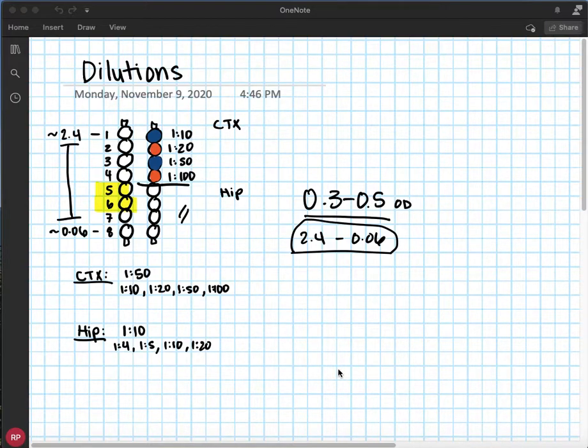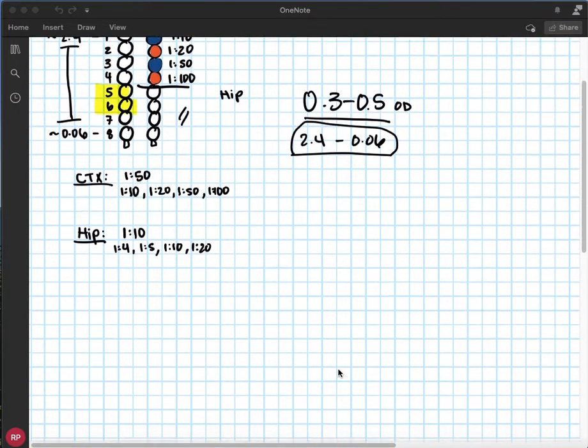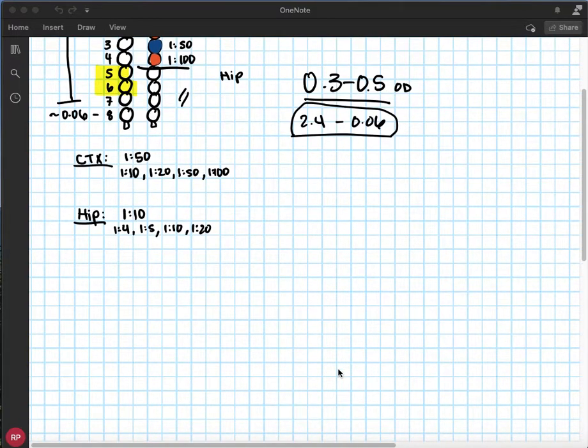So for the purpose of this, let's say that for our cortex, the dilution that worked out well, that gave us a nice OD value, was our 1 to 20. And let's say for the hippocampus, that was a 1 to 5.